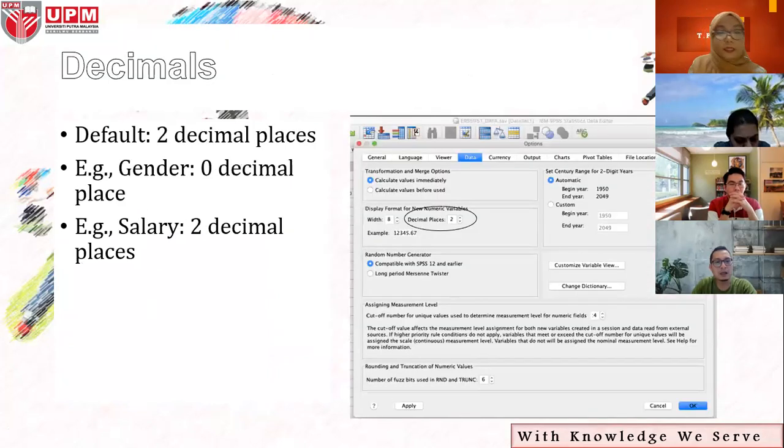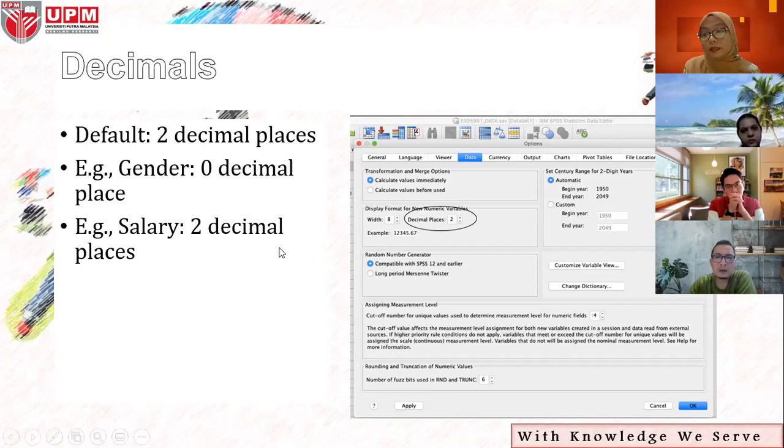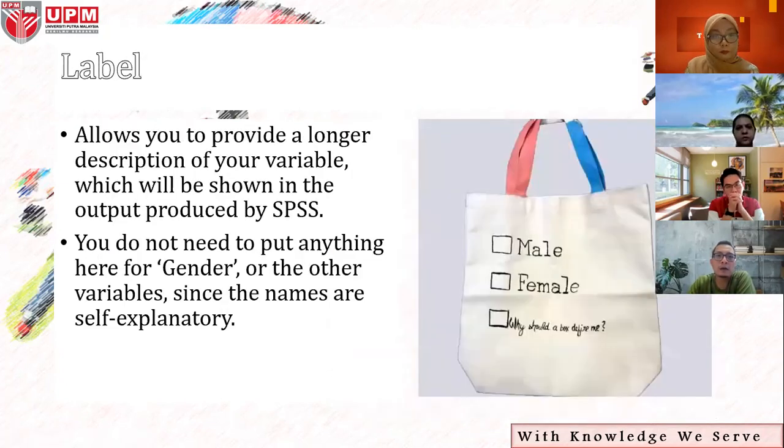Okay, and then decimal. By default, it is 2 decimal places, and you can change it according to the type of variable that you have. For example, for gender, because decimal places do not give any meaning, we just use absolute numbers. For salary, for example, if you want more precision in your finding, you increase the number of decimal places. It depends on your variable. And then label. Label allows you to provide a longer description of your variable, which will be shown in the output produced by SPSS.